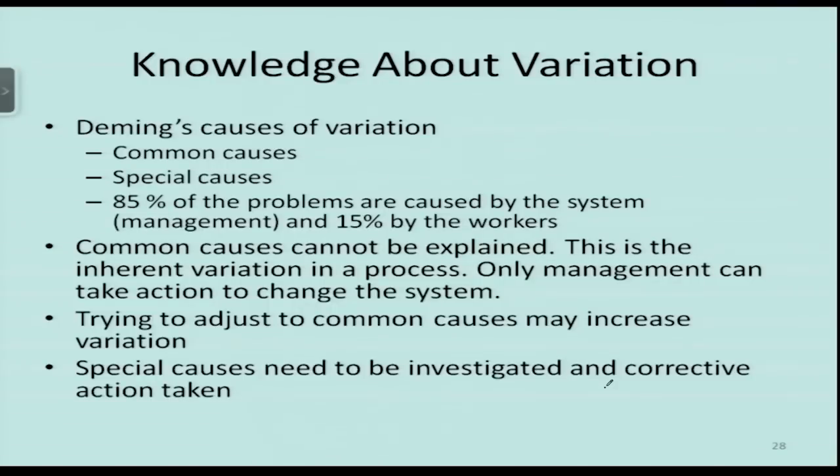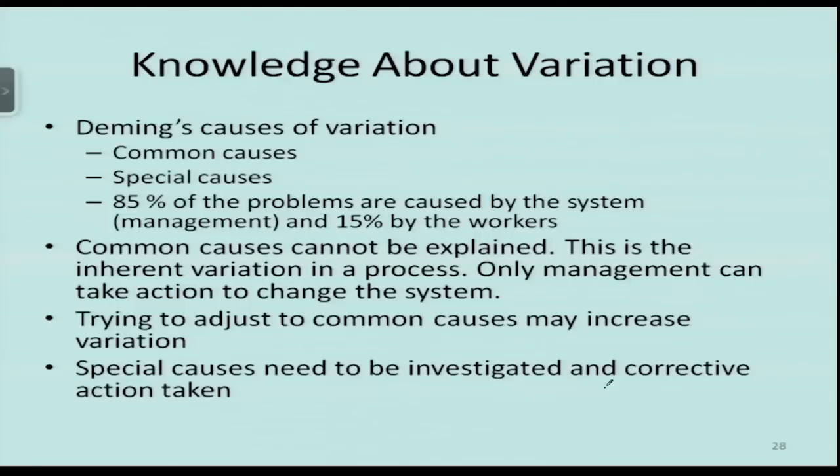So if you really want a significant improvement in the performance of the system, it is management's responsibility to take proactive action to prevent problems from occurring again. Common causes cannot be explained or justified, and if we try to take action to correct for these common causes, it ends up increasing the variation, as you will see in the funnel experiment when you see the video.